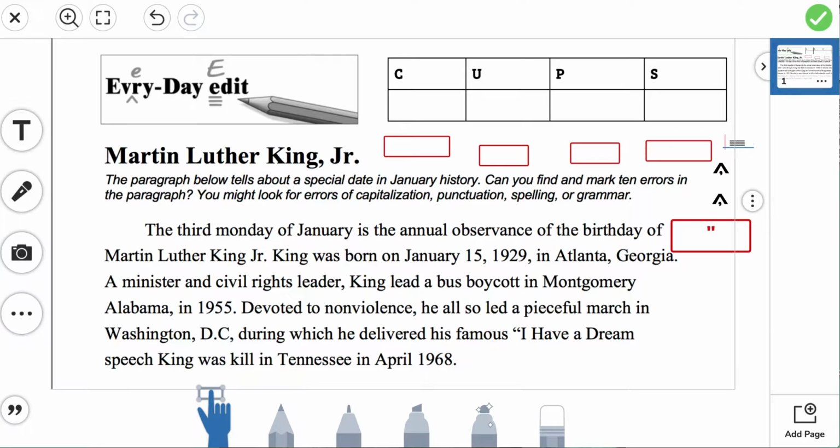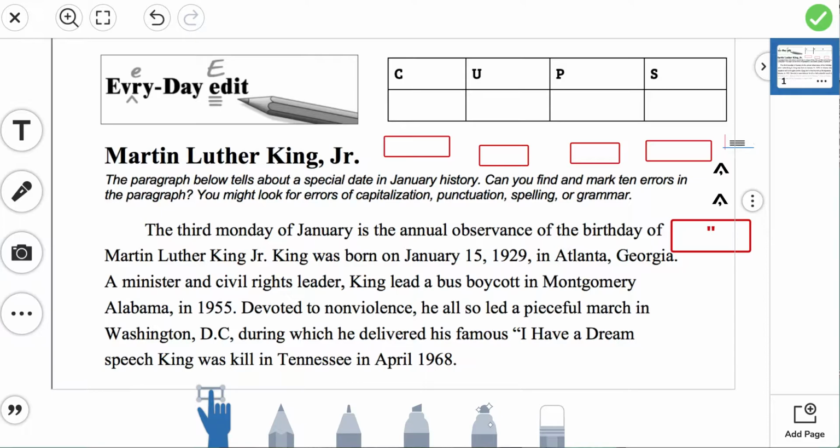We're going to be looking at our Martin Luther King Jr. paragraph. So your lesson objective, what you're going to be learning and practicing with me, is you're going to edit the 10 errors in the nonfiction, meaning it's true, has a lot of facts. Martin Luther King Jr. was a real person. Edit the 10 errors in the nonfiction paragraph.